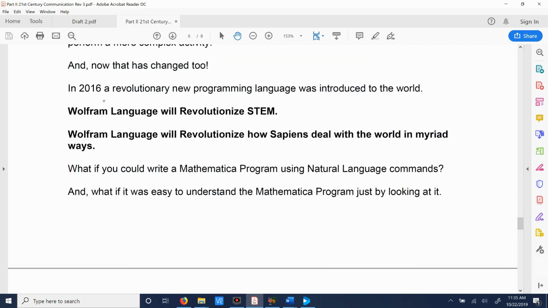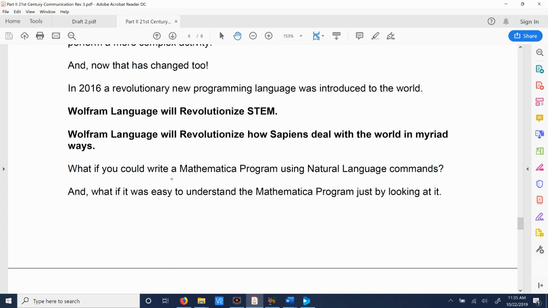In 2016, a revolutionary new programming language was introduced to the world. It's called Wolfram language. Now that's 3 years ago. And this is going to truly revolutionize STEM, but it's going to go beyond that. It's going to revolutionize how sapiens deal with the world and each other.